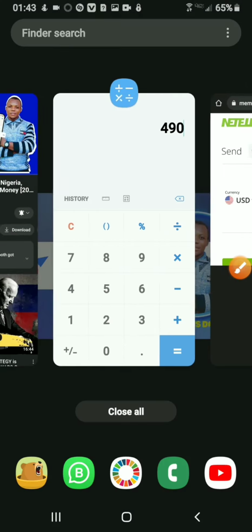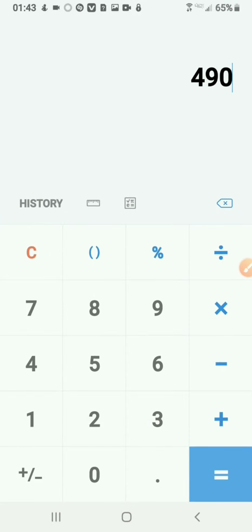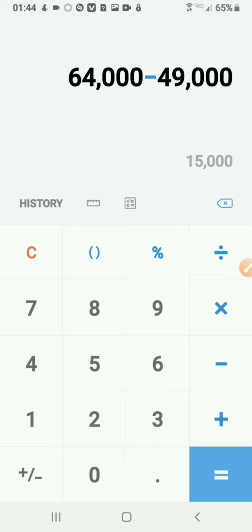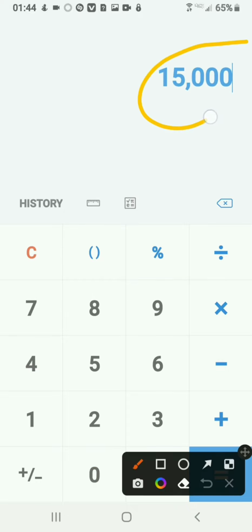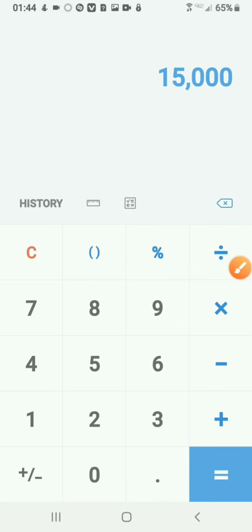So let us go back now to our calculator. Remember, we bought at 490, times 100, we had 49,000. So we are going to be taking this 64,000, which we've now had as the final price, minus 49,000. We are going to be making a whopping 15,000 naira. Is that okay? So how do you see this, guys? This is very, very good.